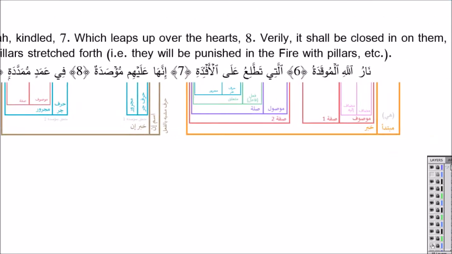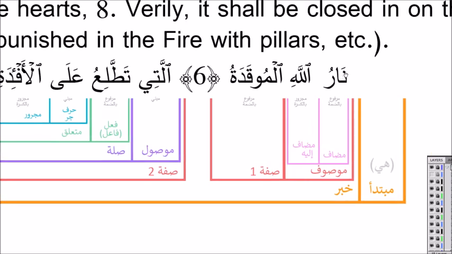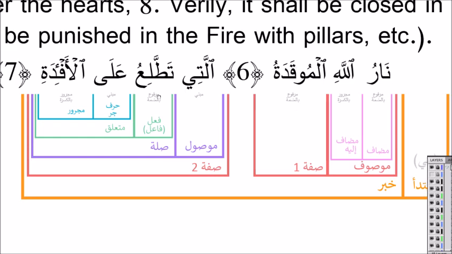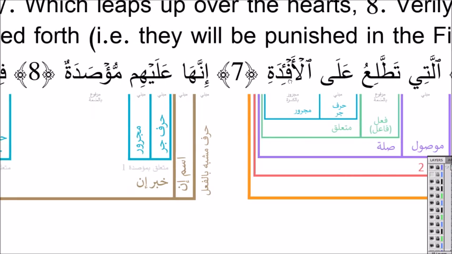Okay, taking a look at the i'rab of each of these words. Okay, so first of all we have an-naru, which is khabar marfu' with a dhamma. The lafdh al-jalalah is majroor with a kasra because of the mudaf ilayhi. Al-muqada is marfu' with a dhamma following the mawsuf. Allati is mabni. Tattali'u is marfu' with a dhamma. 'Ala is mabni. Al-af'idah is majroor with kasra.